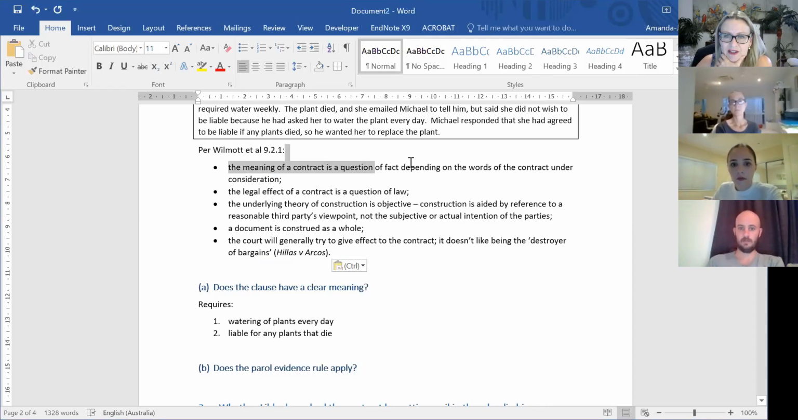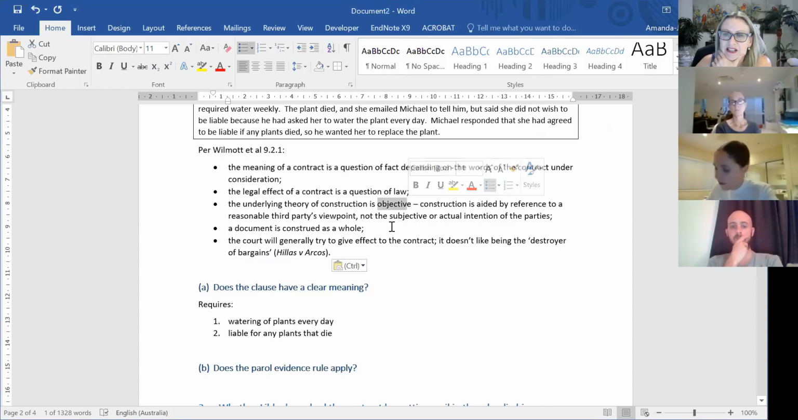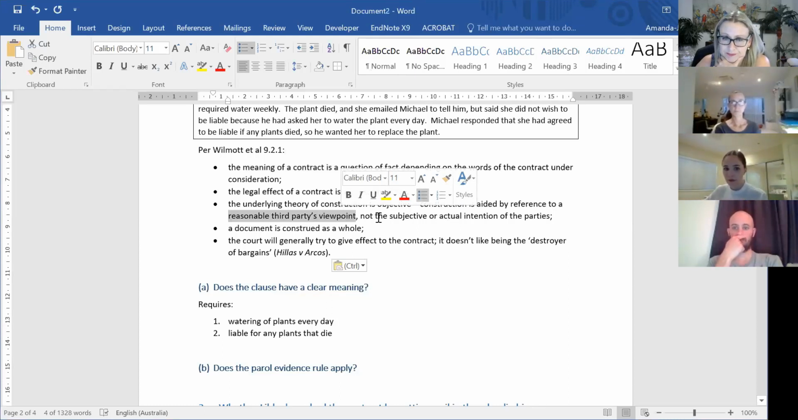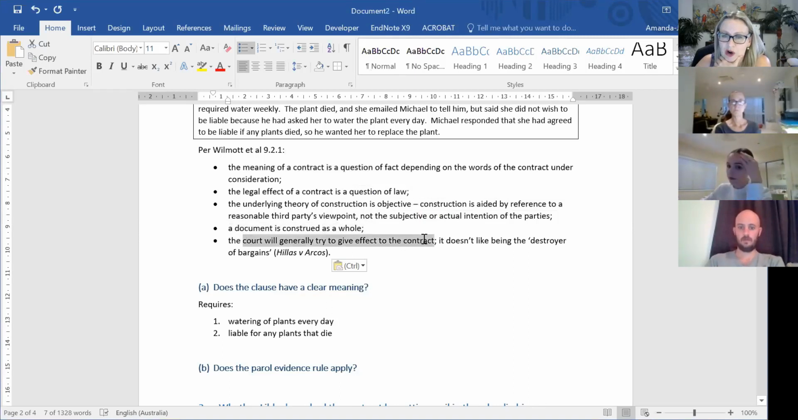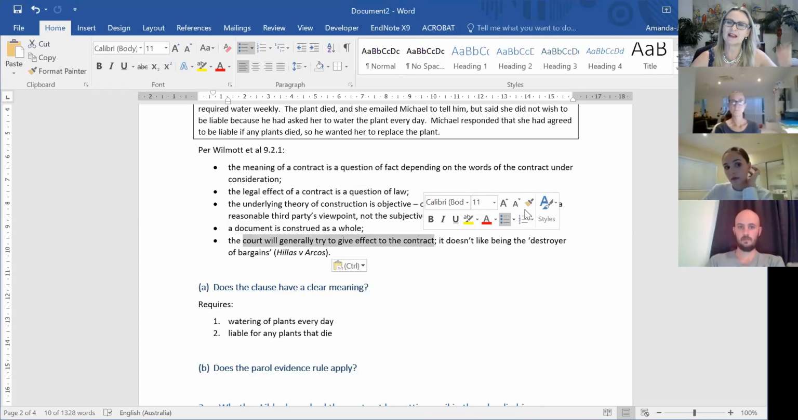The meaning is a question of fact, depending on the words. The legal effect is a question of law. The way that you go about working out the meaning of words is objective. So your friend, as per usual, is the good old reasonable third party. Okay, the document has to be construed as a whole, and the court will normally try to give effect to the contract. That was something that we had a little look at in our excursion into certainty, wasn't it? The Hillis and Arcos case in relation to the sale of softwood timber. The court doesn't like being the destroyer of bargains. But you just have to look at the clear and ordinary terms here.